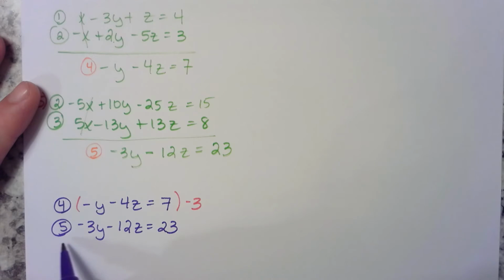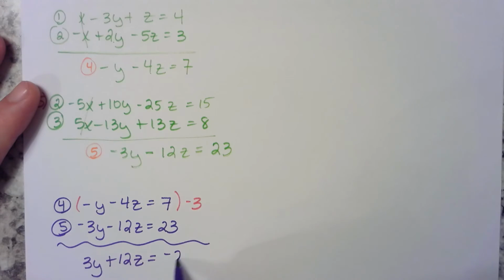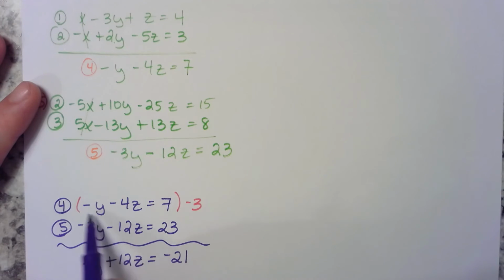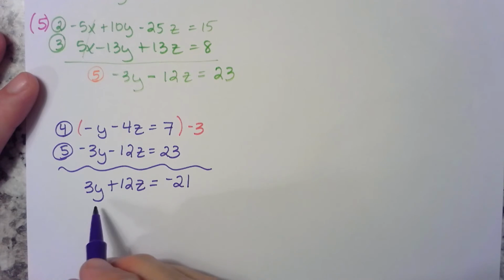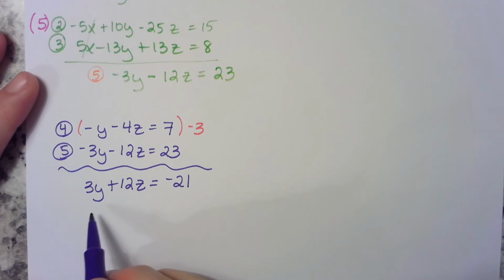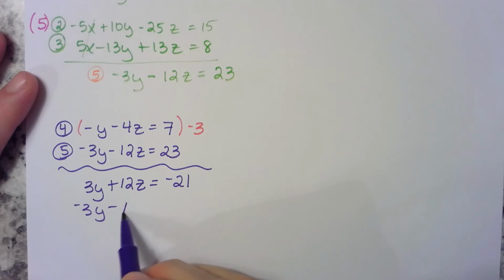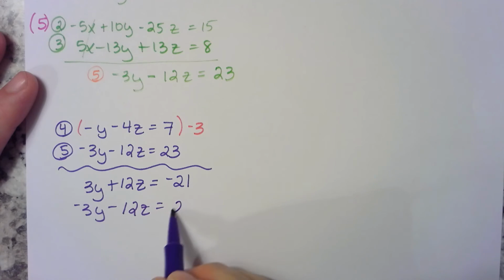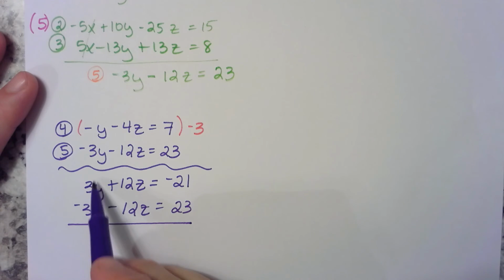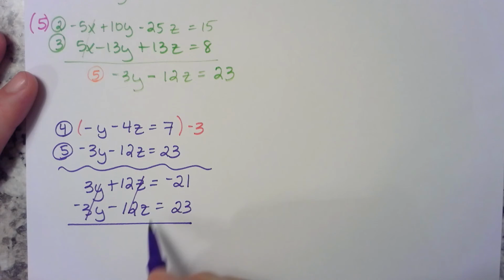That'll give me a +3y, +12z, and a -21. If I multiply 3 times everything, I get this. Okay, the second equation, or equation 5, this is 0, and this is 0. We have 0 equals 2. That is not a true statement.